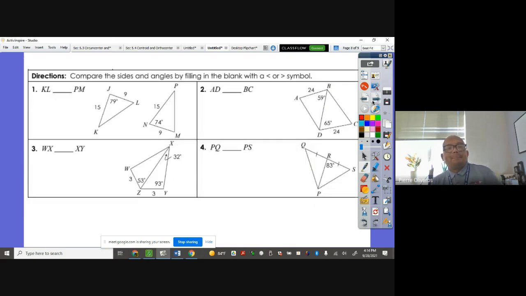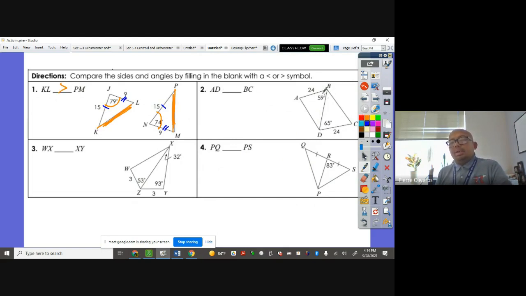Kaboom. So let's compare the sides and the angles by filling the blank with the greater than or less than symbols. So KL and PM. I see that these two here are equal, these two here are equal, respectively. And I can see that this is 79 and that's 74. The opposite of 79 is KL. The opposite of 74 is PM. We know that KL is greater than PM.